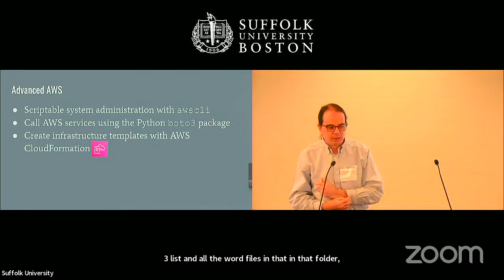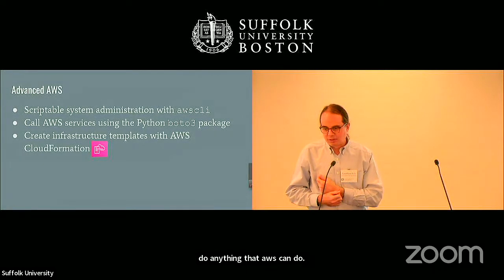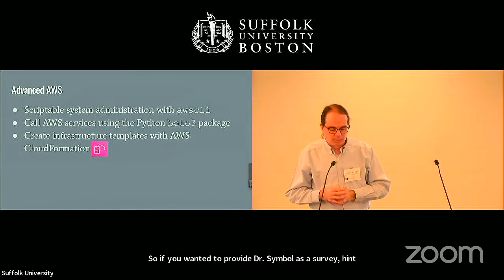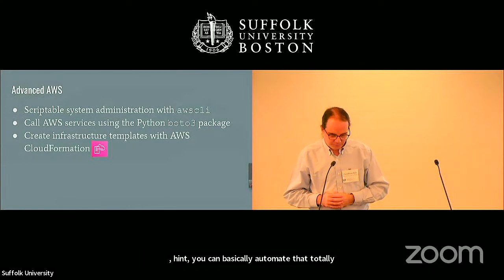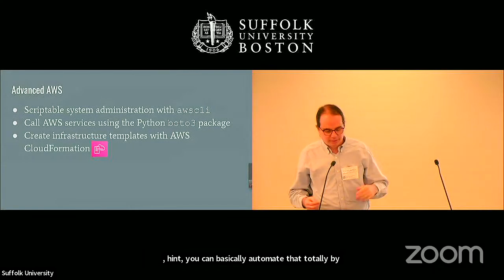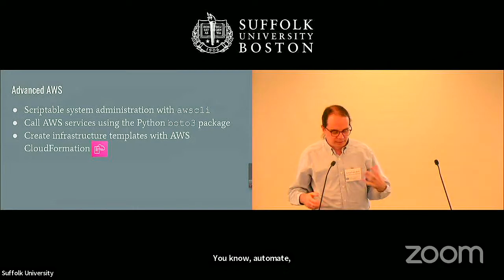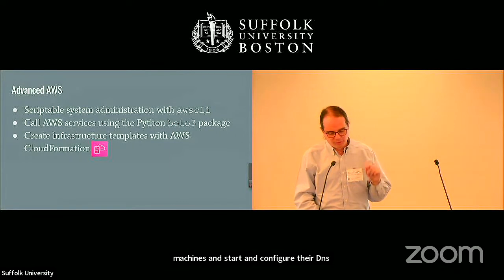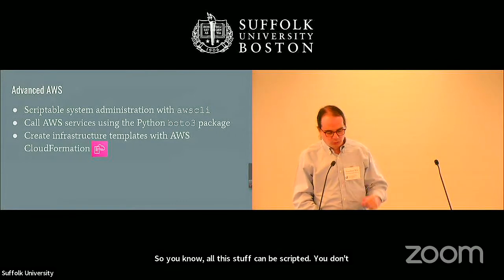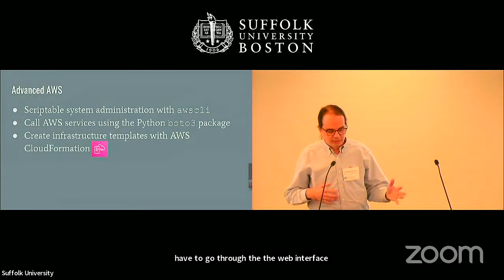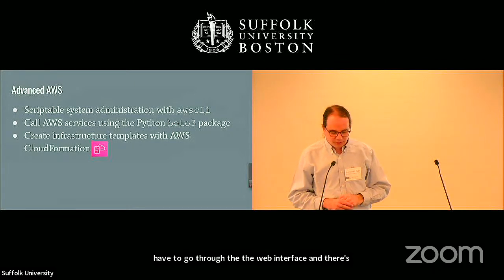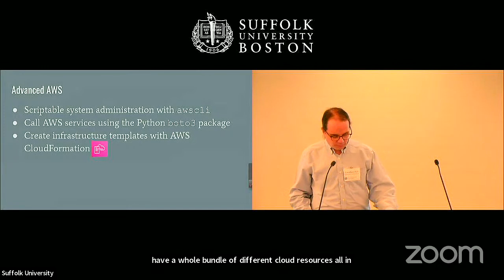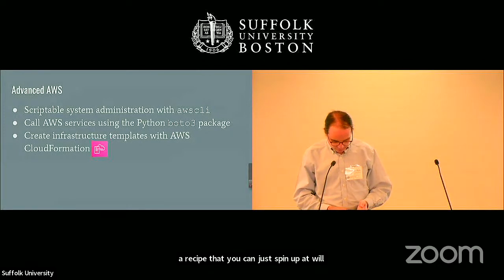So if you wanted to provide Docassemble as a service, hint, hint, you can basically automate that totally by writing some Python code. Automate something to spin up 4 virtual machines and start and configure their DNS. All this stuff can be scripted. You don't have to go through the web interface. And there's also a tool called CloudFormation that allows you to have a whole bundle of different cloud resources all in a recipe that you can just spin up at will. But that's all that I have.